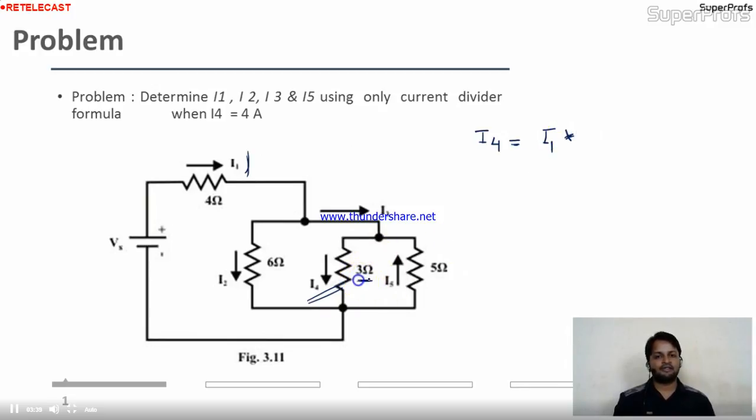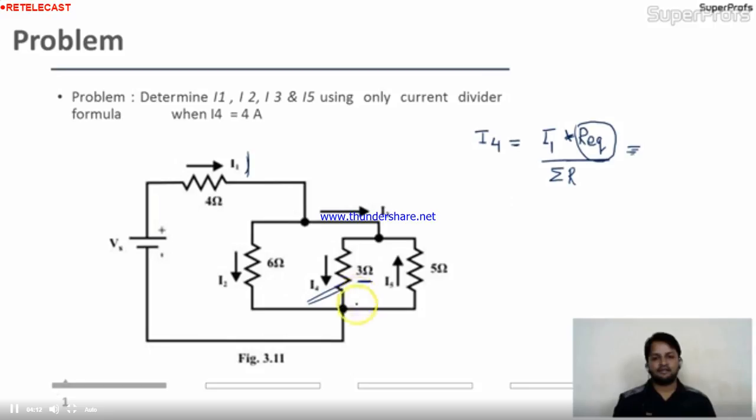Who is the opposite branch for this 3 ohm resistance branch? 5 and 6, they are the opposite branch resistance. But we need a single equivalent resistance here. I need R equivalent of the remaining branch. And here, the summation of resistances. Is it okay? So what is the R equivalent of the opposite branch resistance?